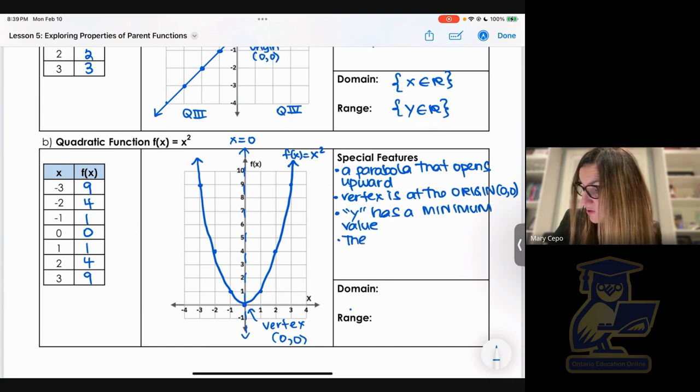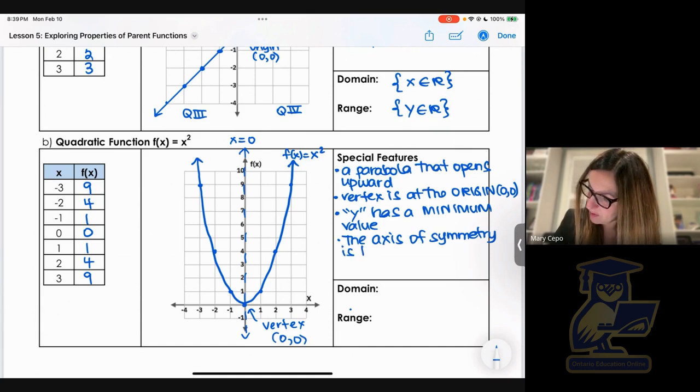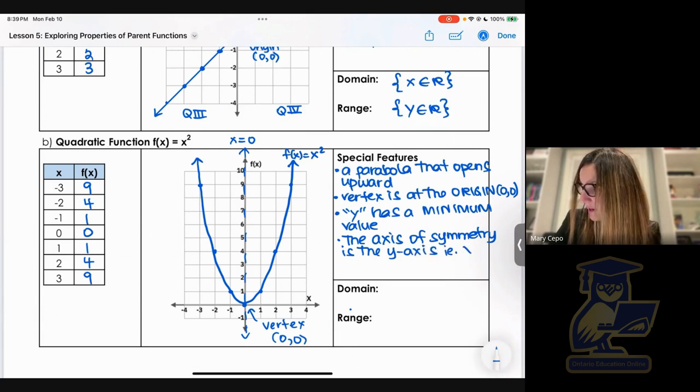Okay, the axis of symmetry, I spoke about that. The axis of symmetry is that vertical line that goes right through the vertex. It is the y-axis in this case. It happens to fall on the y-axis. That is x equals 0. And in this case, for the parent function, the graph is only in quadrant 1 and quadrant 2.